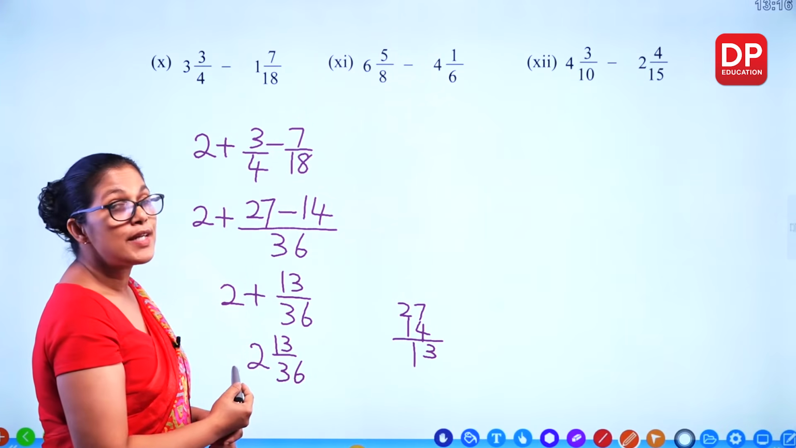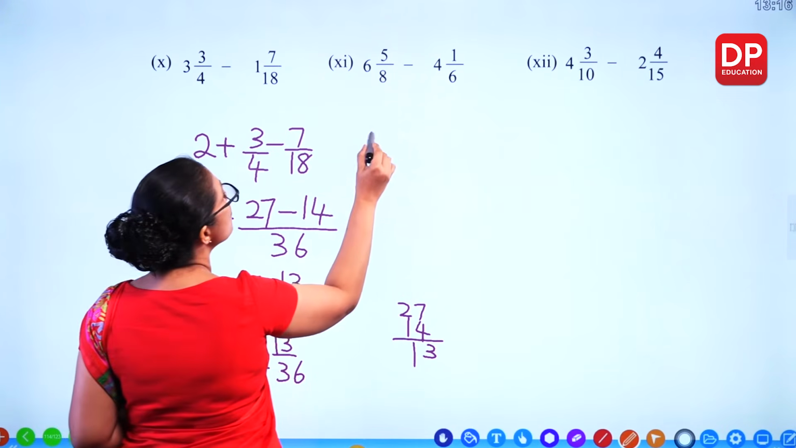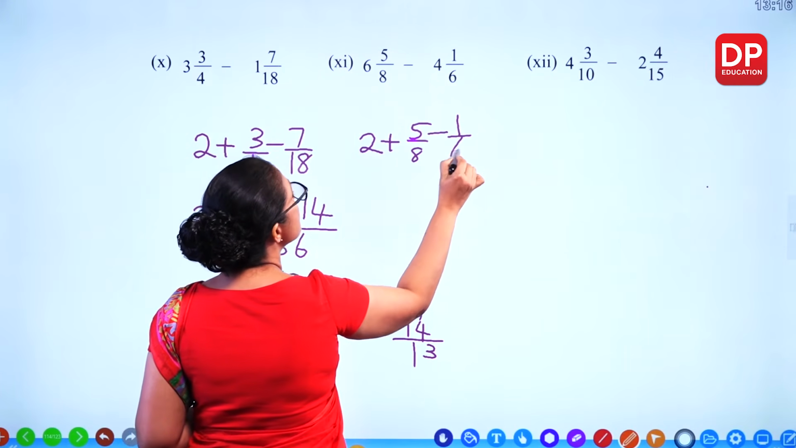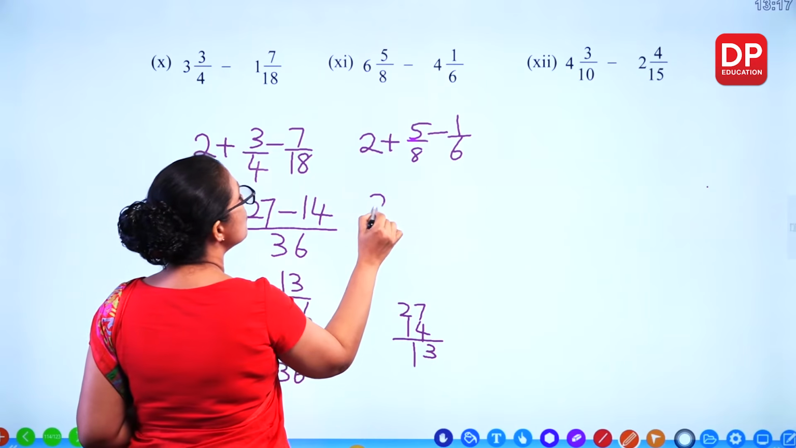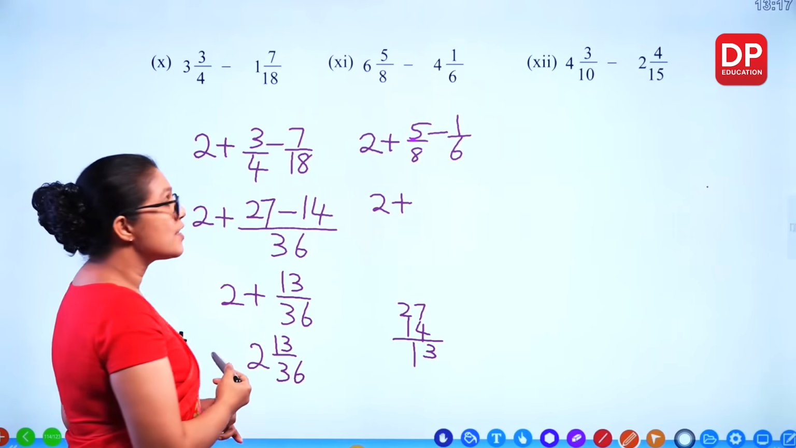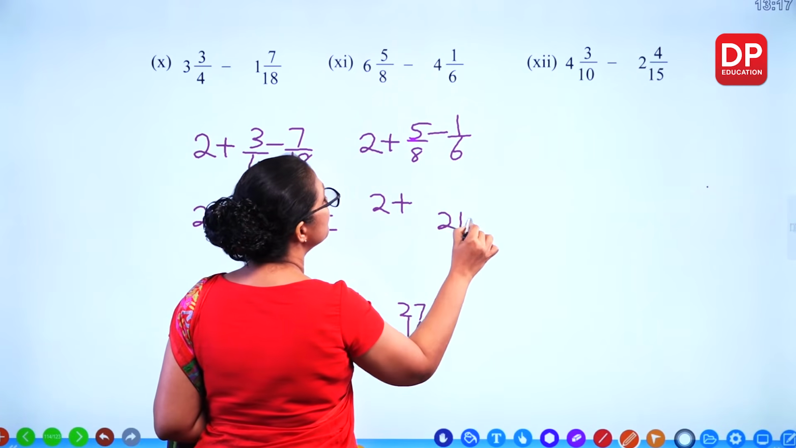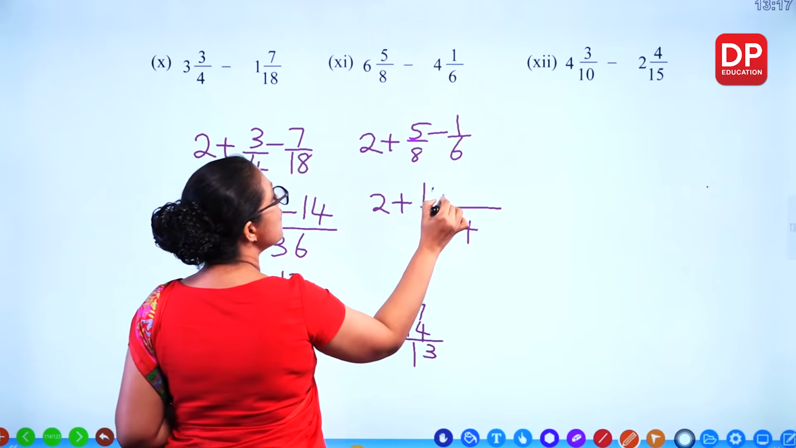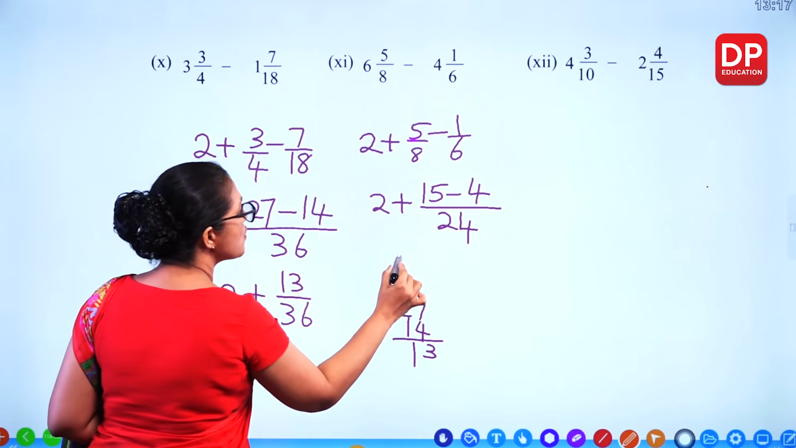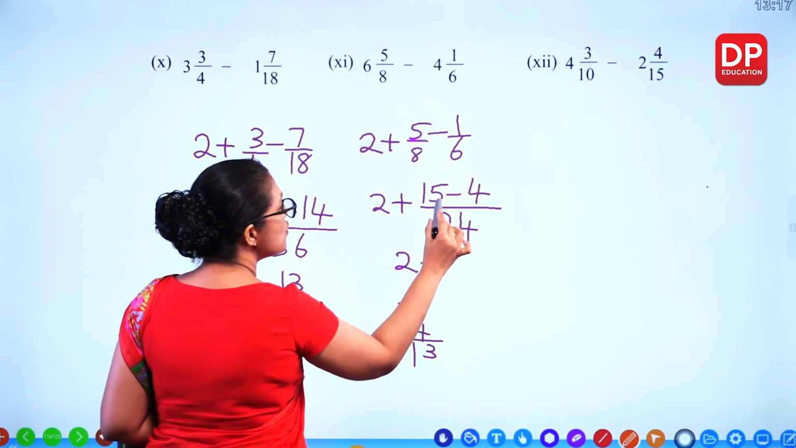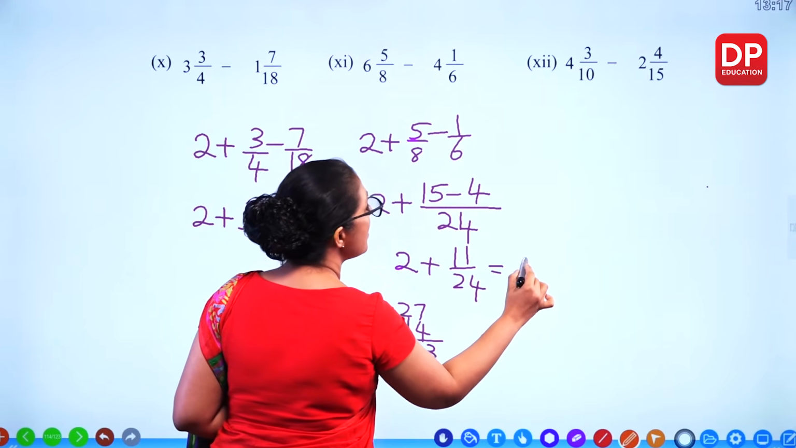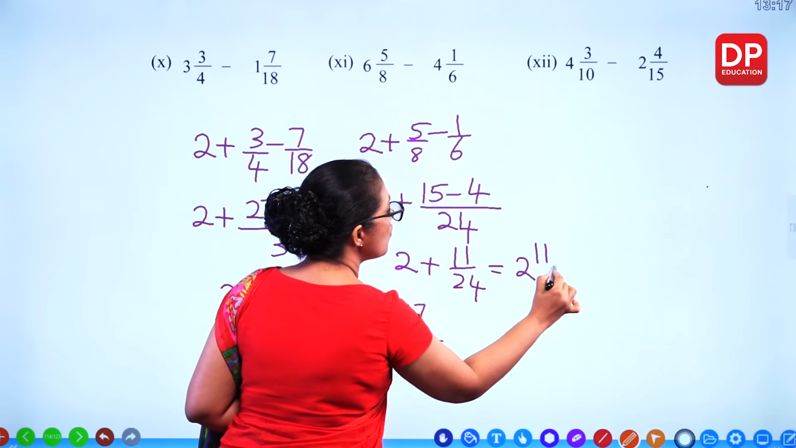This one, 6 minus 4. 6 minus 4 is 2. 5 over 8 and 1/6 you can subtract. So 8 and 6, what's the common denominator? That's 24. 3 times 5, 15. And here 4 times 6, 4 times 1, 4. Now subtract. 15 minus 4, you get 11 over 24. So I can write this as 2, 11 over 24.